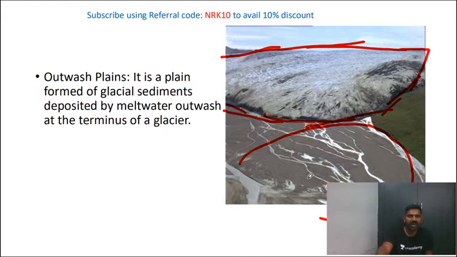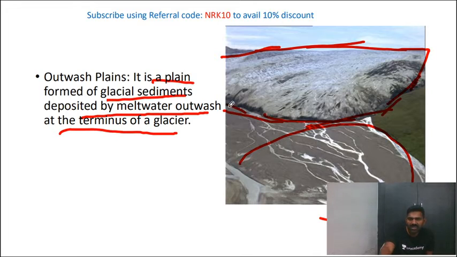What are they called? Outwash plains. So it is a plain formed by glacial sediments deposited by melted water outwash at the terminus of the glacier. So this is the termination of the glacier, the end point of the glacier. Whatever water melts underneath brings all this sand, and this will be deposited here. So these are called outwash plains.